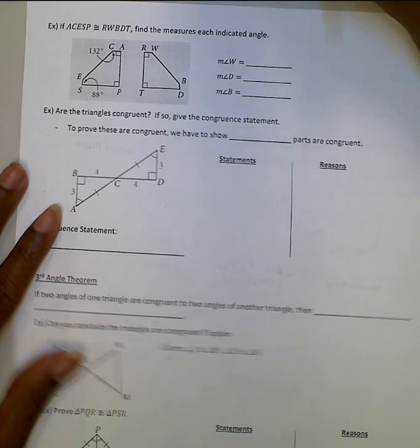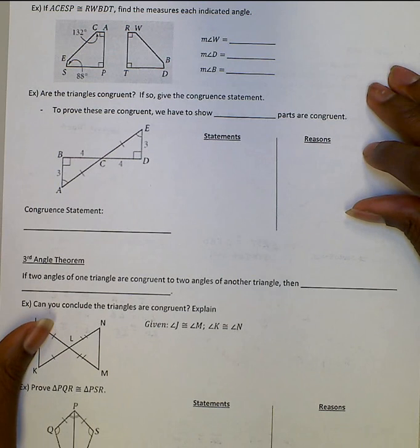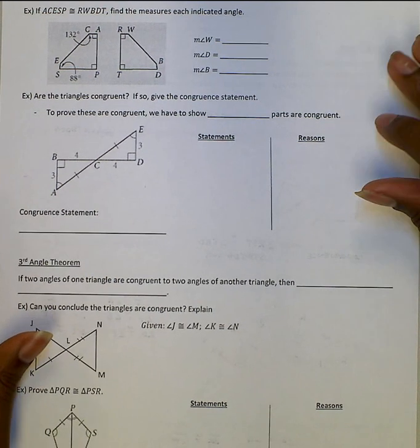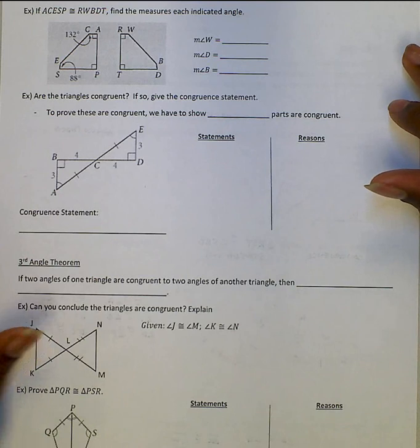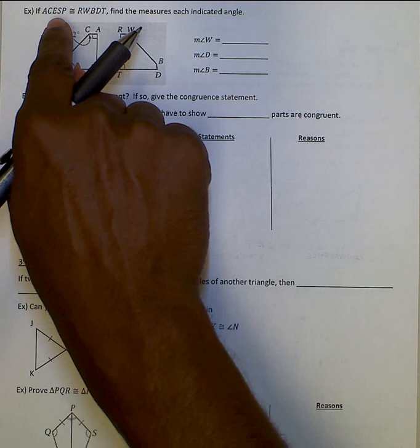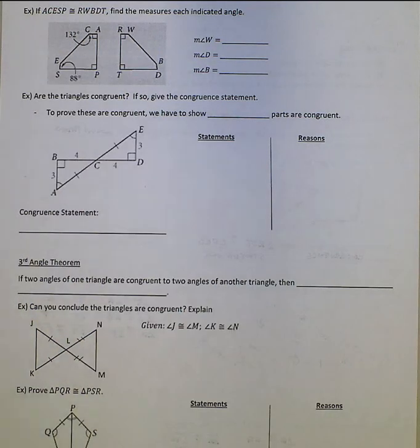Flipping to the back, it works with more than just triangles. We can use it with quadrilaterals and pentagons and hexagons. 1, 2, 3, 4. In this case, this is a pentagon, right? 1, 2, 3, 4, 5. Yep, there's 5 sides. Okay, and so they give us a congruent statement up here. They say if ACESP is congruent to RWBT DT, find the measure of each of the indicated angles.